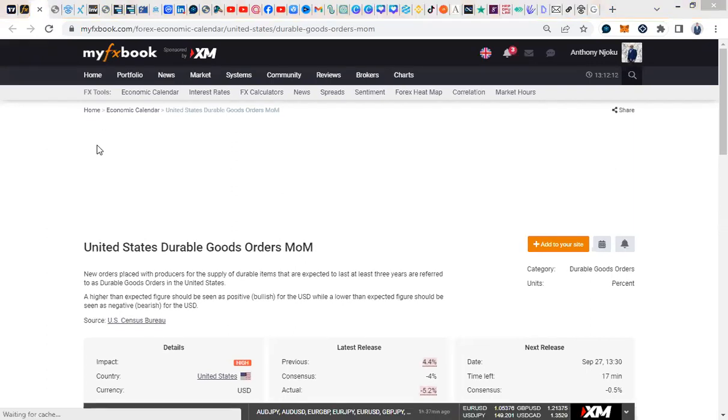Okay. So durable goods: new orders placed with producers for the supply of durable items that are expected to last at least 3 years are referred to as durable goods orders in the United States. A higher than expected figure should be seen as positive for the dollar, while a lower than expected figure should be seen as negative for the dollar. So this particular information is going to affect all the dollar-related pairs.